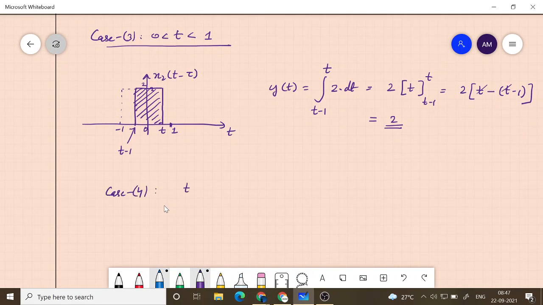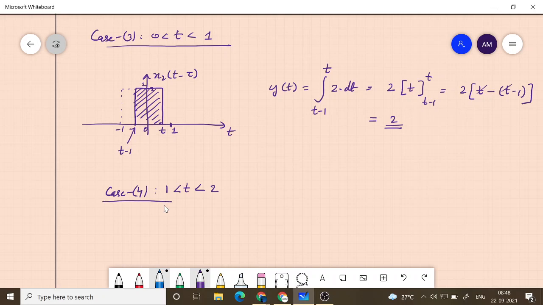Now we go to case 4, where we will shift it to the right, but t is greater than 1. Let me write it like this: t is greater than 1 but less than 2.